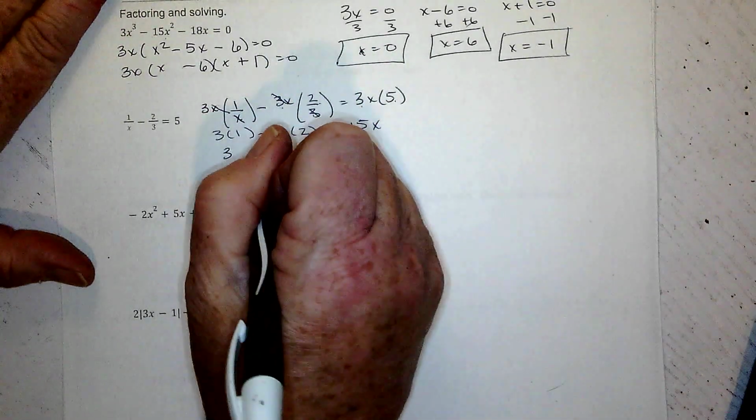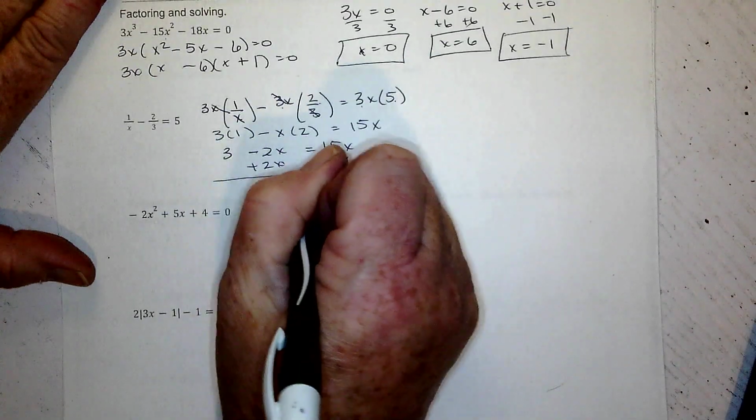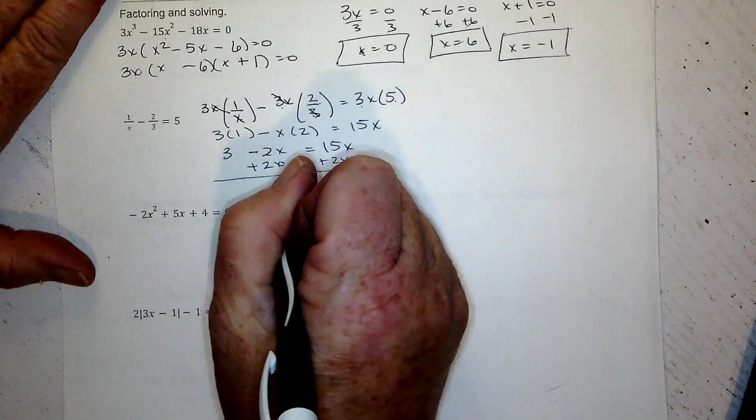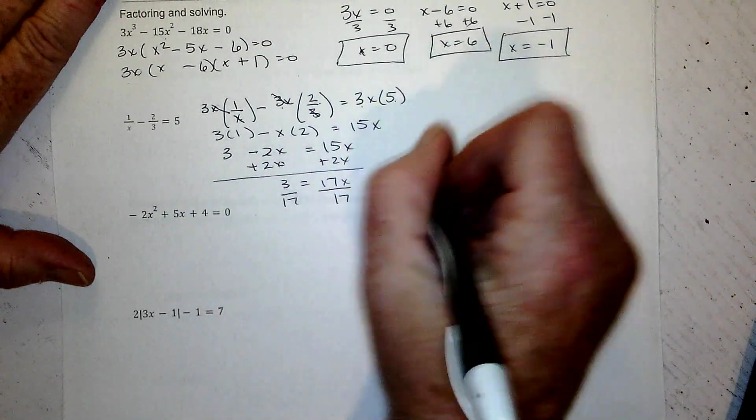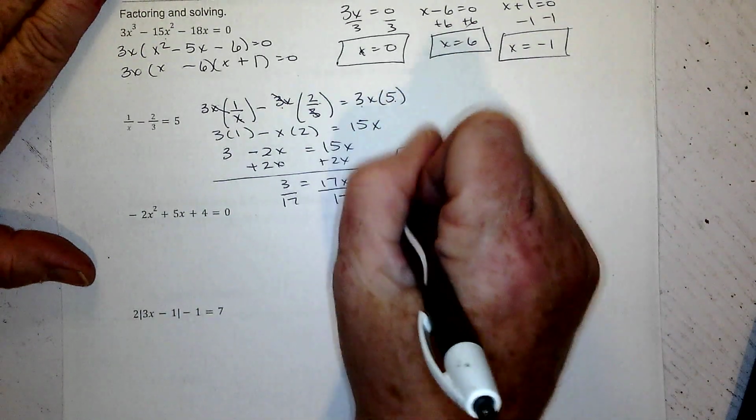I'm going to move my x's to the same side and divide both sides by 17. So x is equal to 3/17.